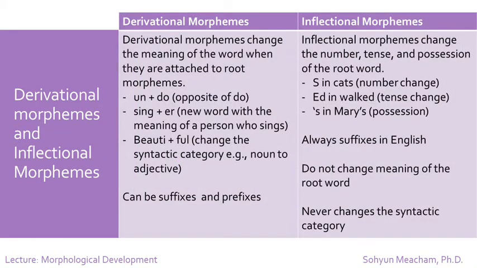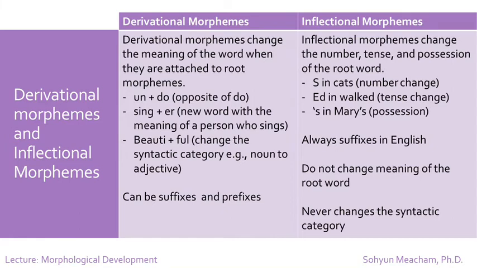Prefixes and suffixes can be classified into derivational morphemes and inflectional morphemes. Derivational morphemes change the meaning of the word when they are attached to root morphemes. For instance, un in undo makes the opposite of do. ER in singer creates a new word with the meaning of a person who sings. FUL in beautiful changed the syntactic category from noun to adjective. Derivational morphemes can be either suffixes or prefixes. Un in undo is a prefix, ER and ful are suffixes.